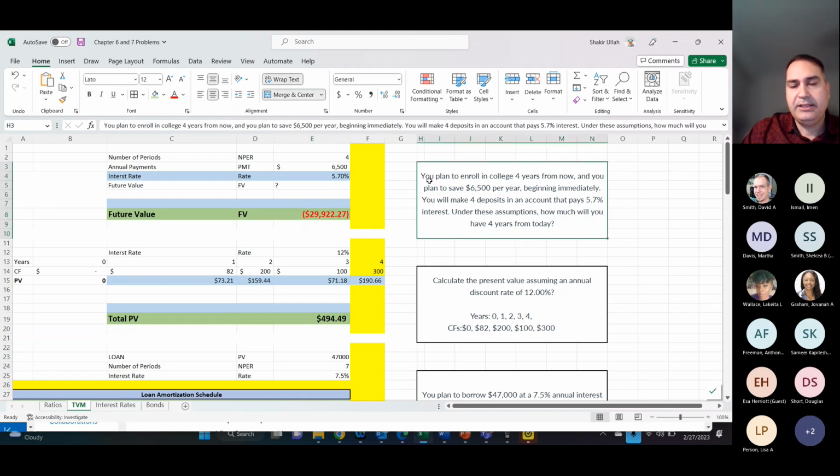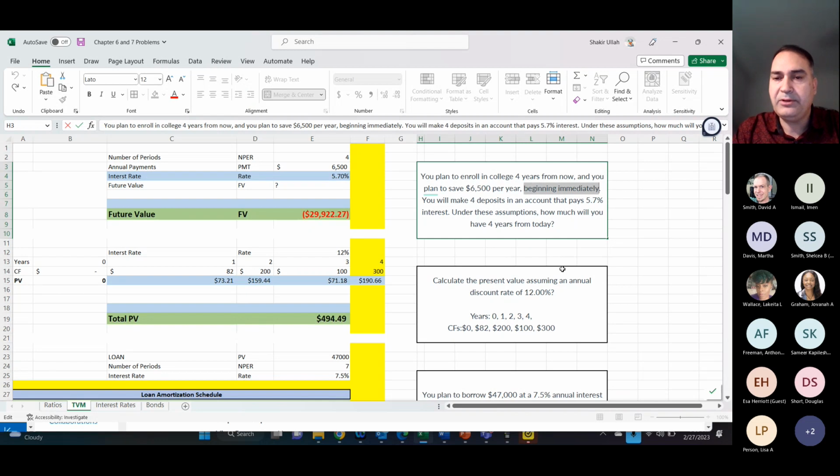Now, in this question, you plan to enroll in college 4 years from now, and you plan to save 6,500 per year beginning immediately. Now here is the thing, beginning immediately. In most of the previous problems that we've talked about, even though I have another video posted previously on this concept, ordinary annuity and annuity due, just in case you forgot that, I wanted to bring this to your notice.